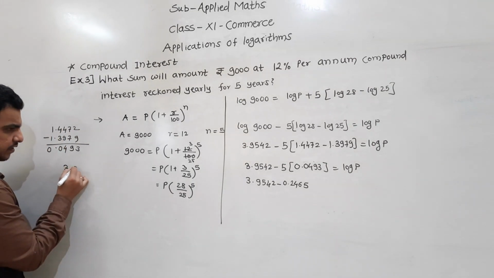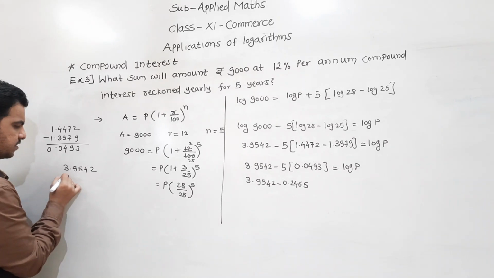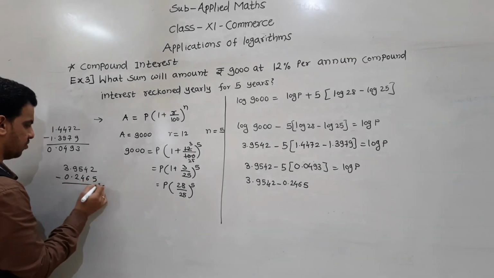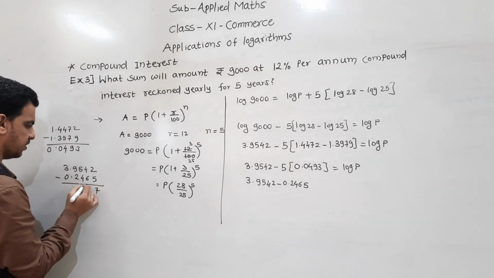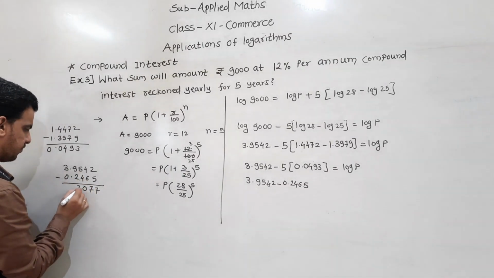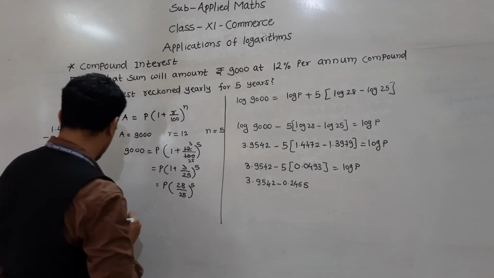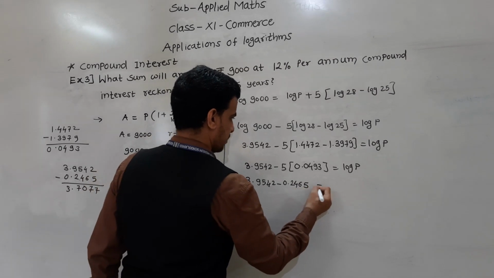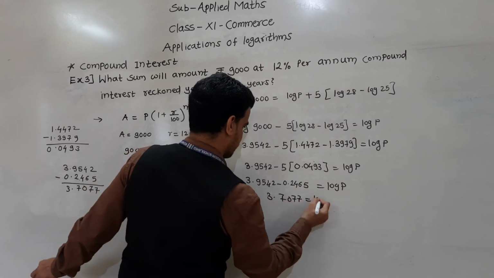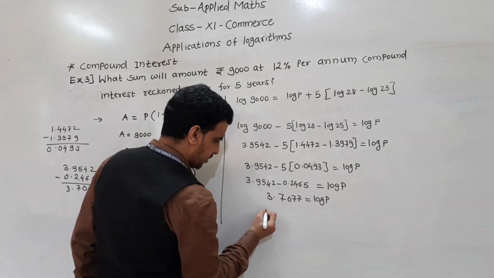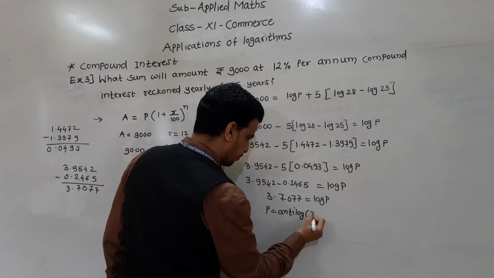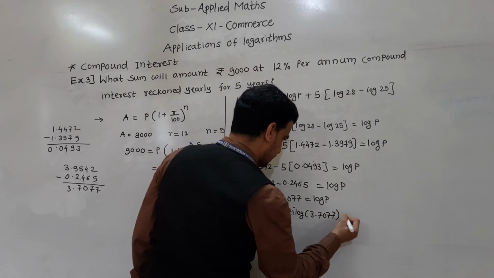so 3.9542 minus 0.2465, okay, so 12 minus 5 7, 3, 13 minus 6 7, 4 0, 9 minus 2 7, and it is a 3, so 3.7077, okay, so 3.7077 is equal to log P. Take anti-log on both sides, so P is equal to anti-log of 3.7077, so characteristic is 3.